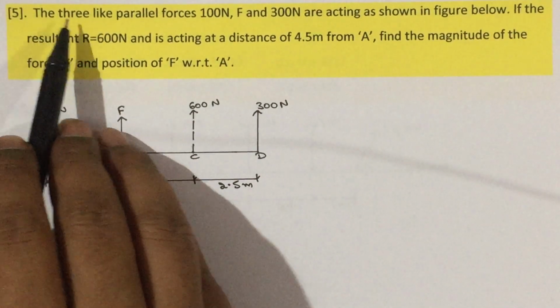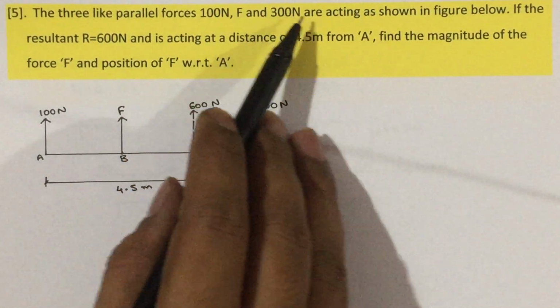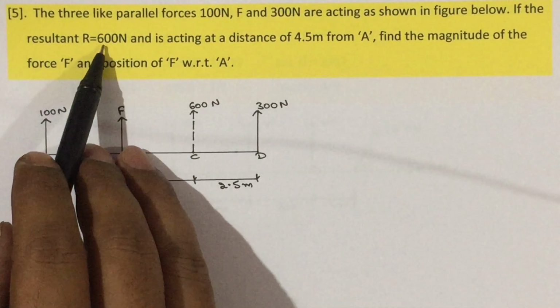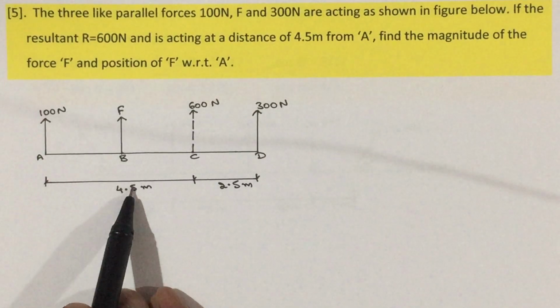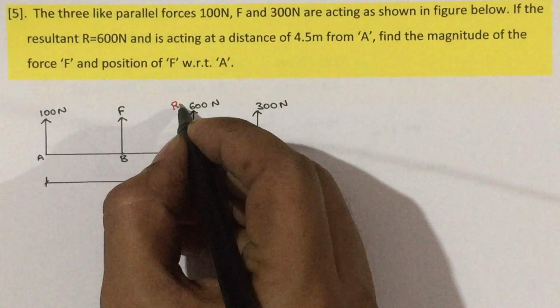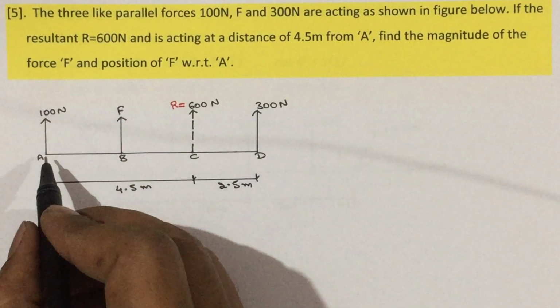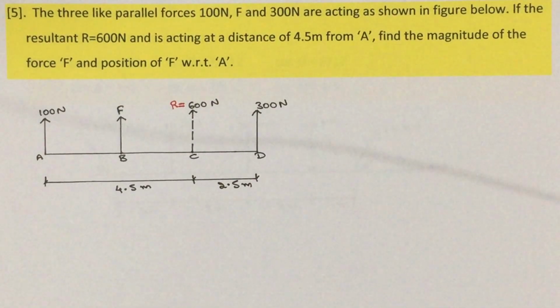Problem number 5. Three like parallel forces, 100 Newton, F and 300 Newton, are acting as shown in the figure below. If the resultant R is equal to 600 Newton and is acting at a distance of 4.5 meter from the A point, find the magnitude of the force F and its position with respect to A. R is equal to 600 Newton, it is the resultant, so I am indicating that one.